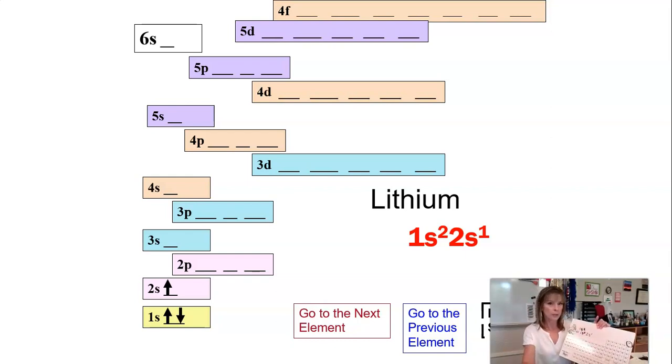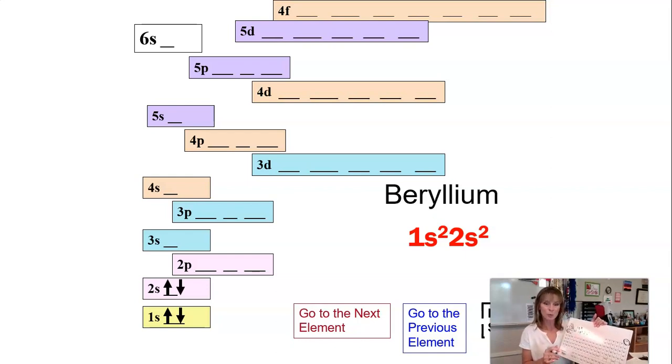You'll get it. Okay, next is beryllium. There's beryllium right there. Beryllium's electron configuration is 1s2, because both of these are filled, 2s2, because there are 2 electrons here. 1s2 is first energy level, s orbital, 2 electrons, hydrogen and helium. 2s2 means second energy level, s block, 2 electrons.